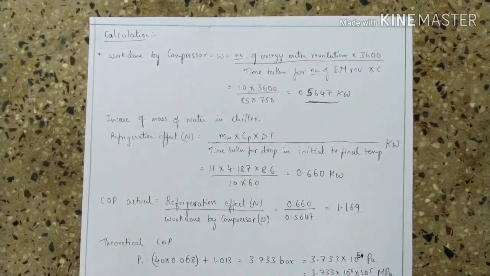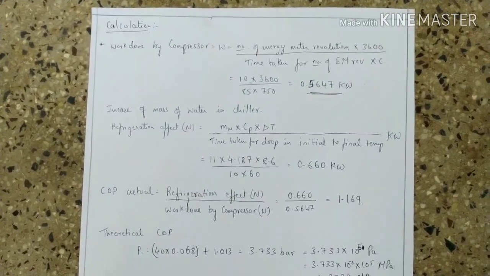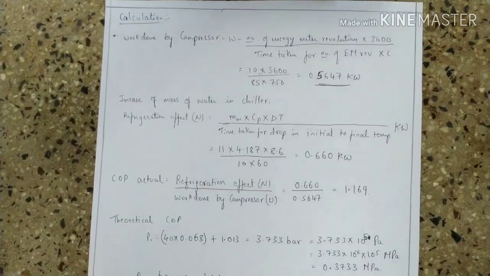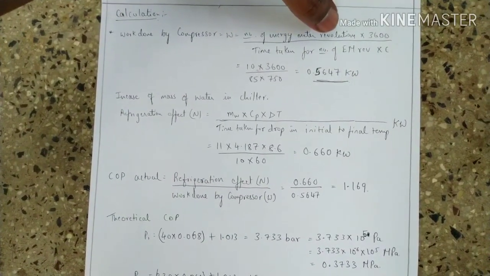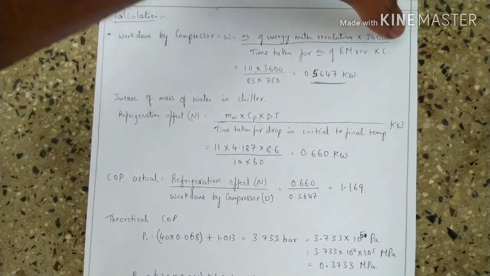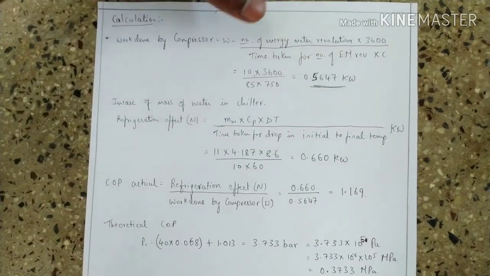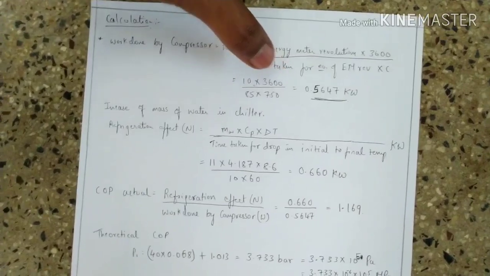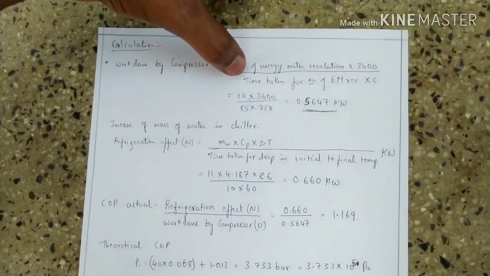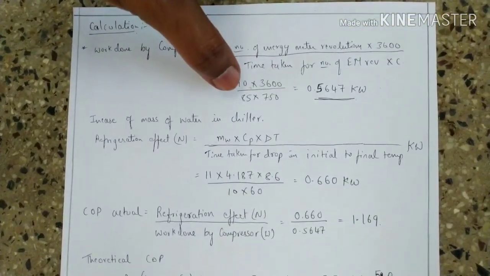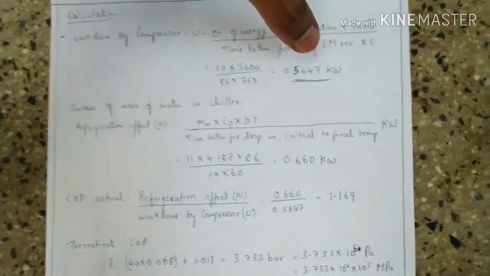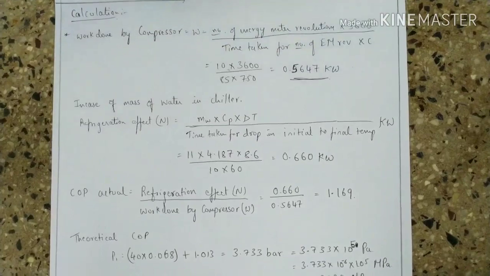Now coming to the work done by compressor, which is represented as W, equal to number of energy meter revolutions into 3600 divided by time taken for 10 revolutions of energy meter into C. The number of energy meter revolutions is 10, multiplied by 3600, and the whole divided by the time taken for the 10 revolutions, 85 seconds, and the C value is 750. When we calculate this, we get 0.5647 kilowatts.